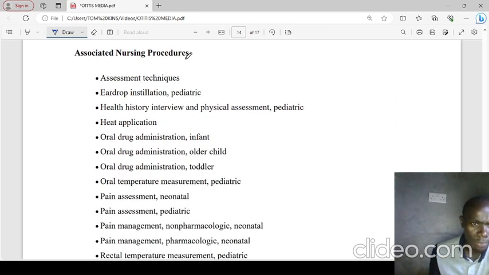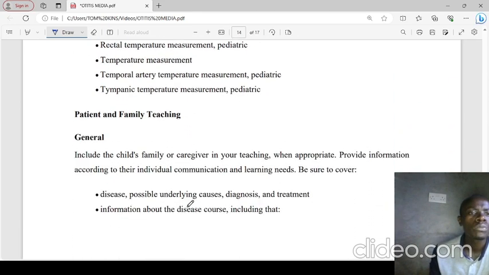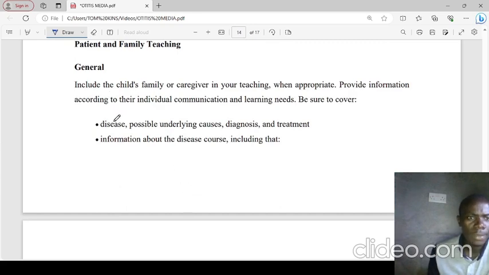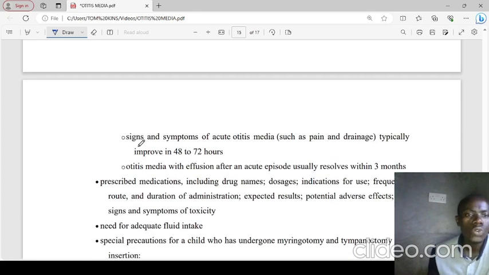So these are some of the nursing procedures that you're supposed to perform, apart from the pain and giving the medication. On the patient teaching, remember you are telling the patients and the parents about the disease, possible underlying causes, diagnosis and treatment. You make sure that the signs and symptoms of acute otitis media such as pain and drainage will typically improve in 48 to 72 hours, so they have to know this. Otitis media with effusion after acute episode usually resolves within 3 months.